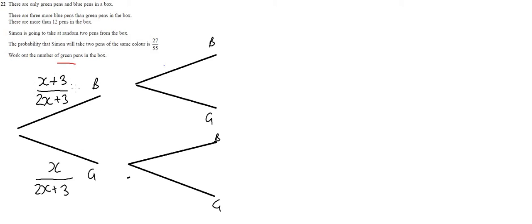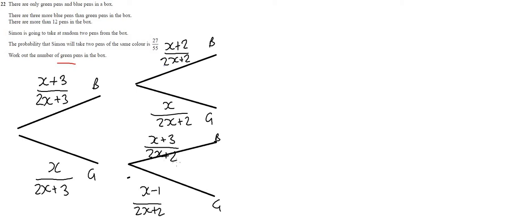What happens if he picks a blue and then he picks a blue again? Well, there's 1 less blue and there's 1 less pen. For the green, there's still the same number because remember we followed the blue path. So there's still X, but there's still 1 less because they picked the blue. Okay, same thing on this side. If he picks a green again, there was 1 less green and 1 less overall. And if he's going to pick blue, there's still the same number, X plus 3, but overall there's 1 less pen. Right, okay, so that's our tree.